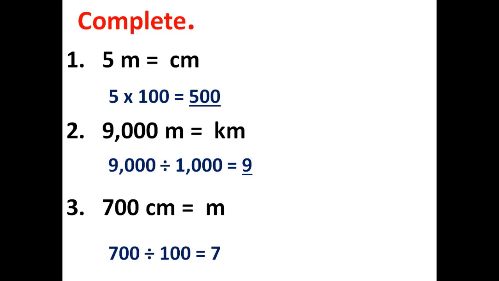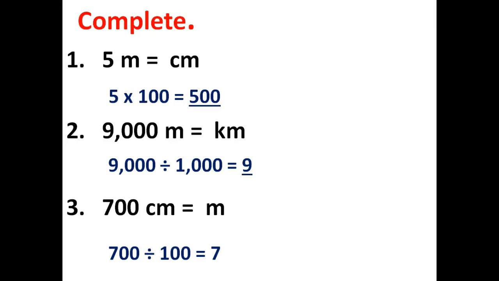In question number 1, 5 meter, we have to change it into centimeter. cm for centimeter, m for meter. Please keep it in mind that 1 meter is equal to 100 centimeter. We are changing 5 meter into centimeter. 5 multiplied by 100 is 500 centimeter.